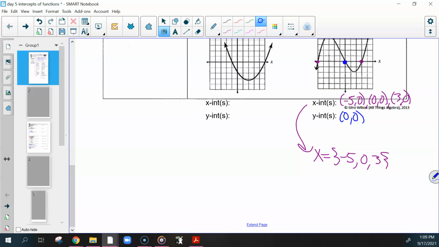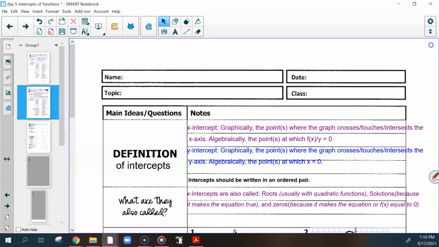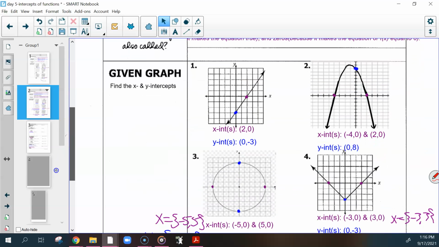Do we have any questions on how to find intercepts from a graph? I'm going to give you the next 5 minutes. It may not even take that long to try the other 3, and then we'll come back and we'll talk about those.